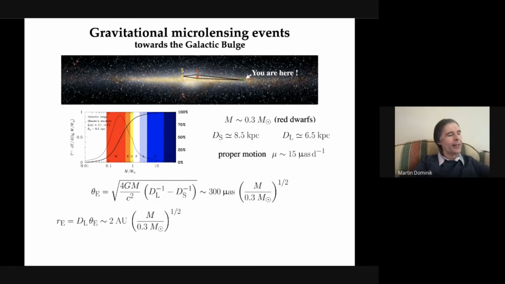Lens and source stars are in motion, with a typical relative proper motion of about 15 microarc seconds per day, which means that rather than a static phenomenon, we see transient gravitational microlensing events, whose time scale, the angular Einstein radius divided by the motion, is about a month. With the mass density, one finds an event rate of about 10^-5 events per year per observed star.